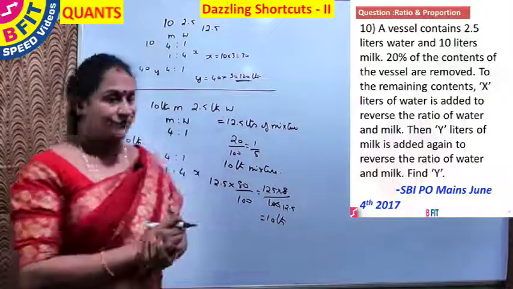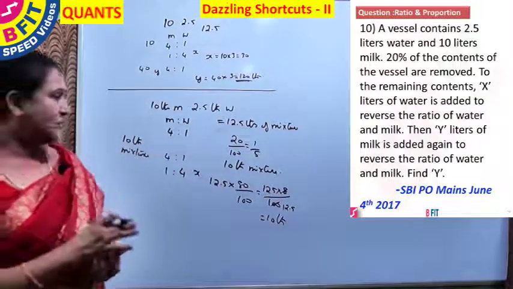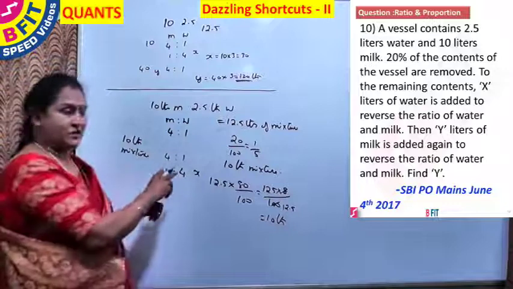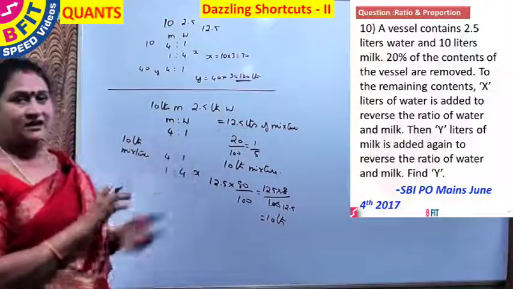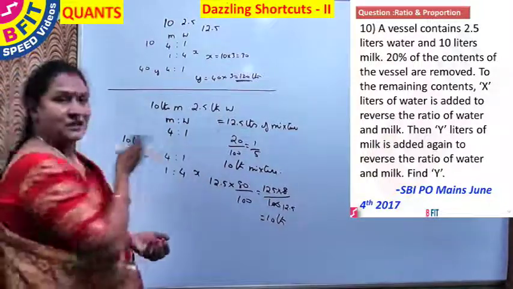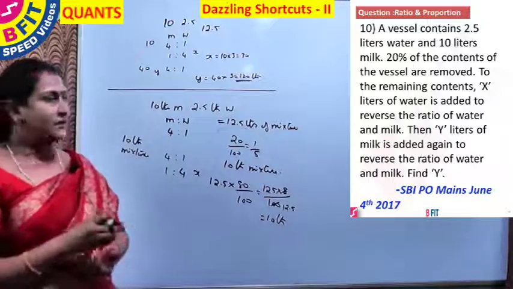Now friend, I'll give you one superb shortcut. Whenever the ratios are reversed, without working you can get the answer. For that I'll explain this concept with another example.